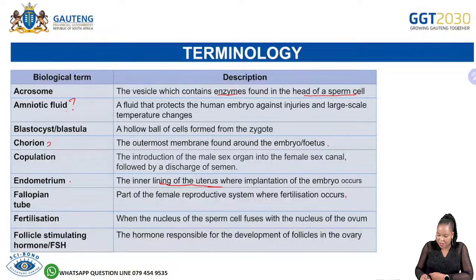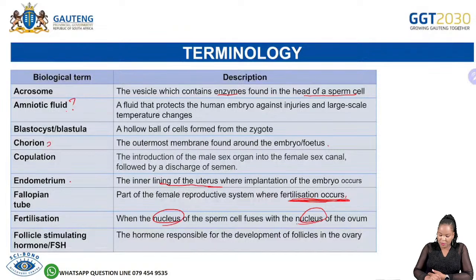Right, this is very important for today's lesson also. You need to know fertilization takes place where? In the fallopian tube. Fertilization is when the nucleus of the sperm fuses with the nucleus of the ovum. Very important. You will see when this is discussed. So it's not only just the sperm cell and the ova, they are nucleuses.